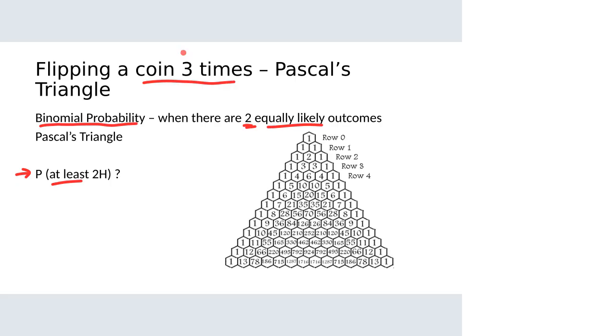We're flipping the coin 3 times, so we're going to look at row 3. What we care about is 1, 3, 3, 1. Now we go into our labeling, and like I said, it doesn't matter which way you label it.